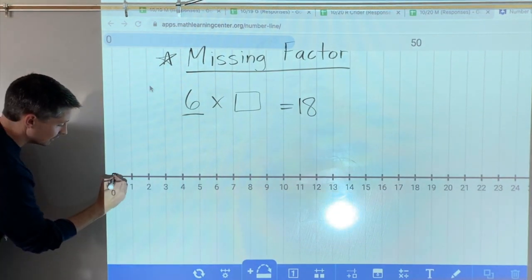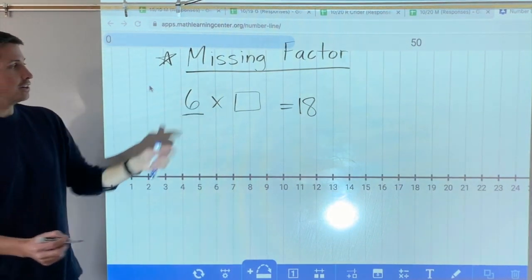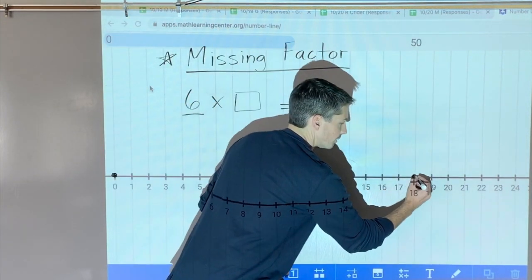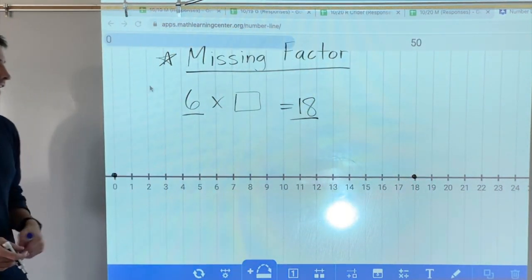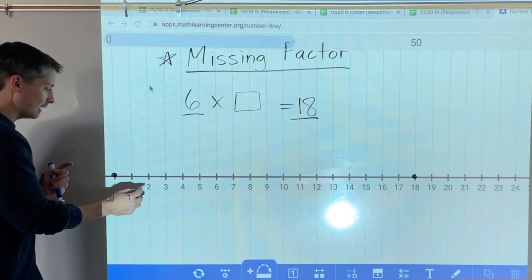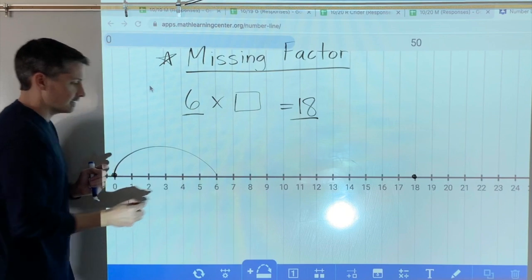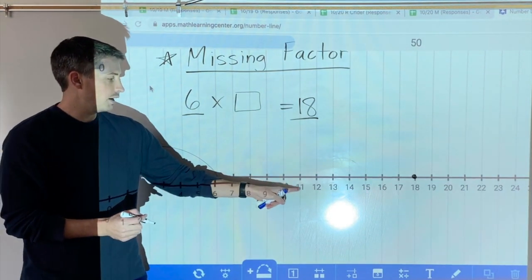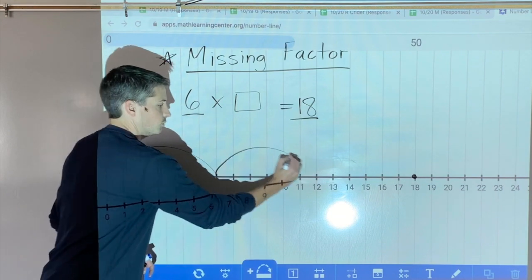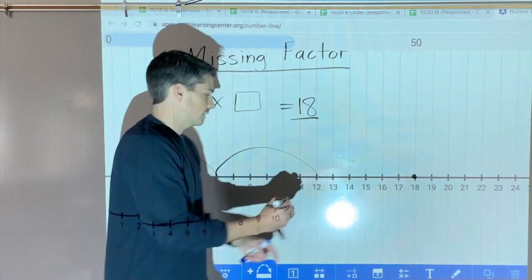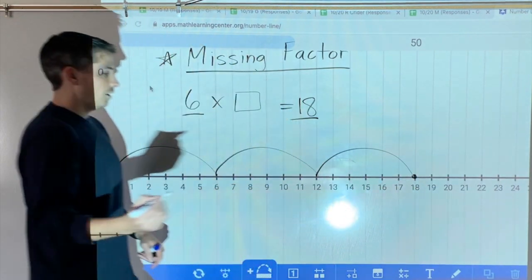So I'm going to start at 0 again, and I know my product is 18, so I'm going to find 18 on my number line, and I'm going to mark that. And then I'm going to count by 6 each time. So I'm going to count, I know my first one is 6, and I'm going to count 6 more. 1, 2, 3, 4, 5, 6. So I go from 6 to 12, and then 1, 2, 3, 4, 5, 6. And I end up at my target.